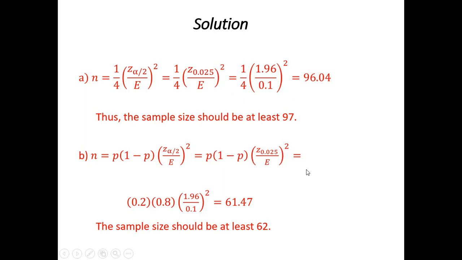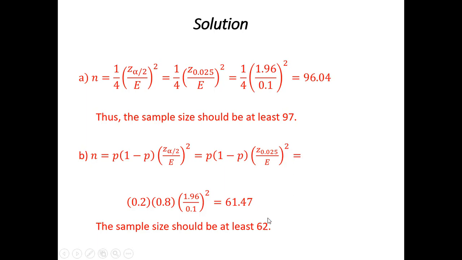In part B, we're given that, suppose the proportion is known to be about 20%, 0.20. So we could use this formula instead, right? The difference is right here. We have P times 1 minus P instead of a quarter. So P is 0.2, 1 minus P is 0.8. We would multiply that out. We have this term. It is similar to what we had up top. Work out this fraction, square it, multiply by these values here. We get 61.47, and the same rounding rule applies. This gets rounded up to 62.